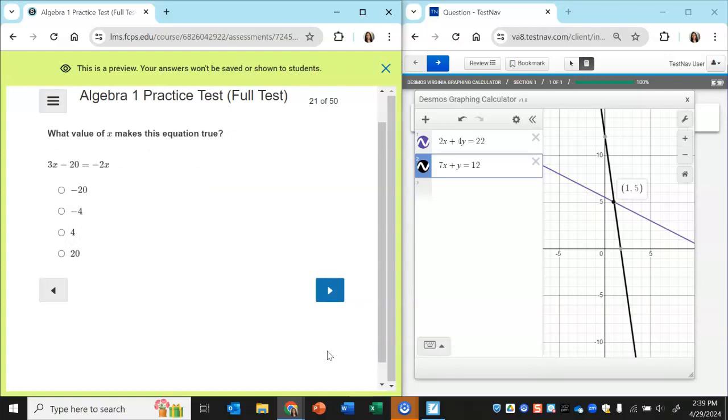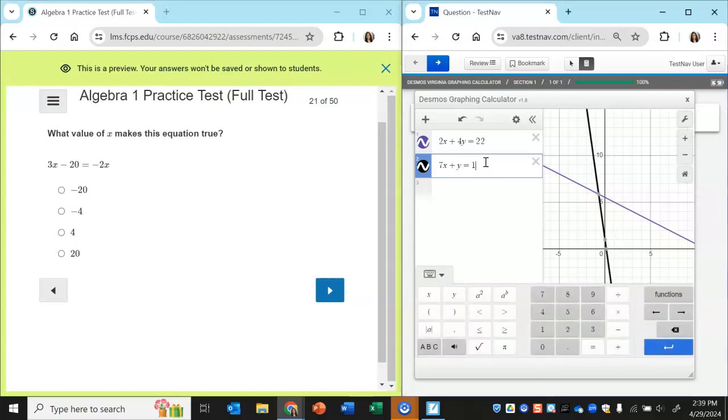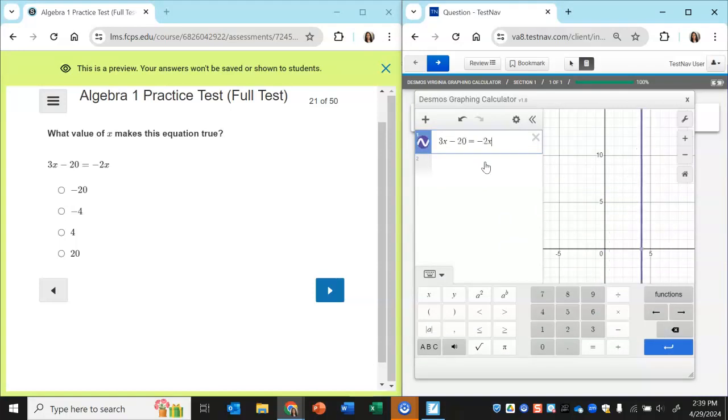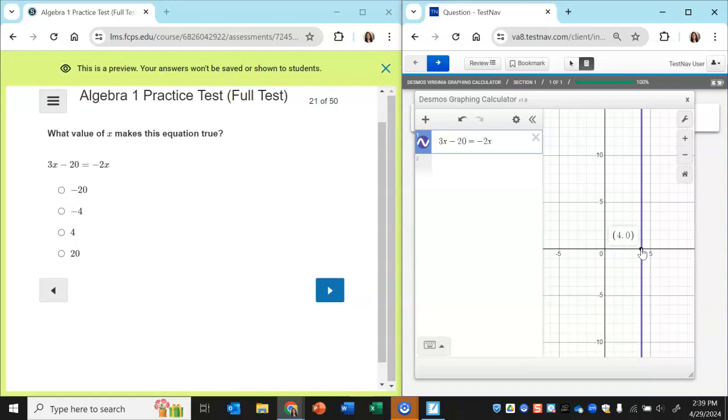What value of x makes this equation true? Okay, so for this one, I'll go ahead and graph it and check, because Desmos will help me find the solution. So it's at 4. That's about it.